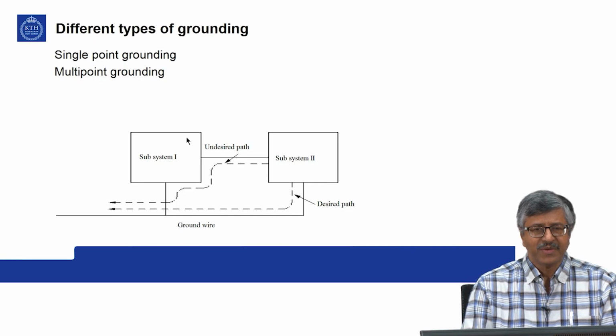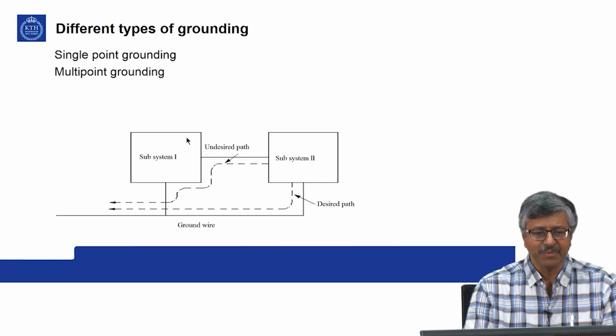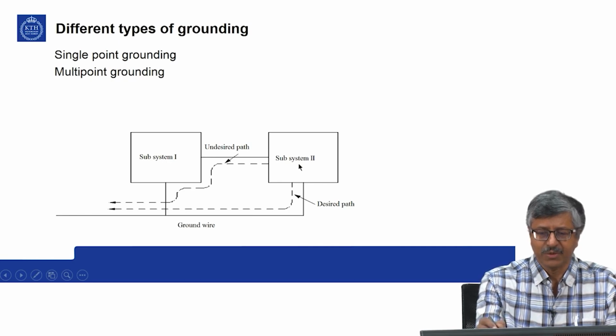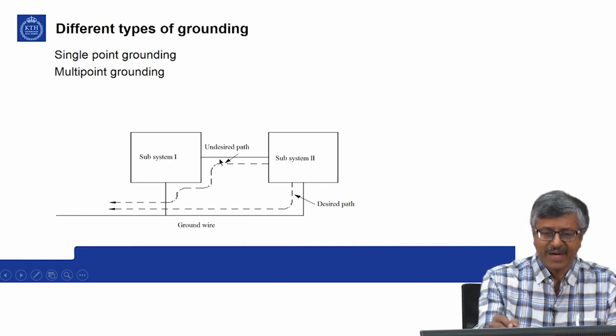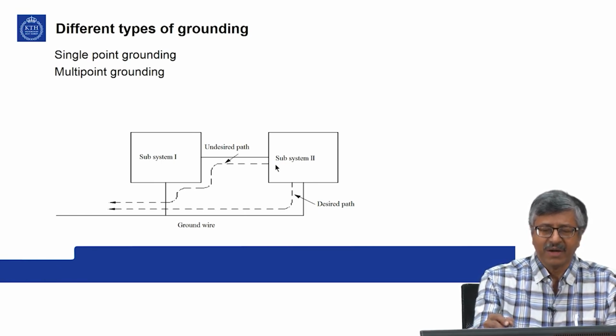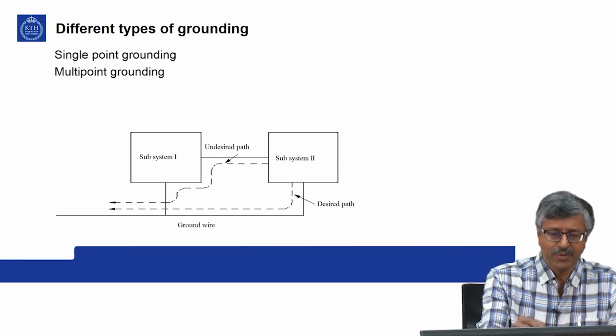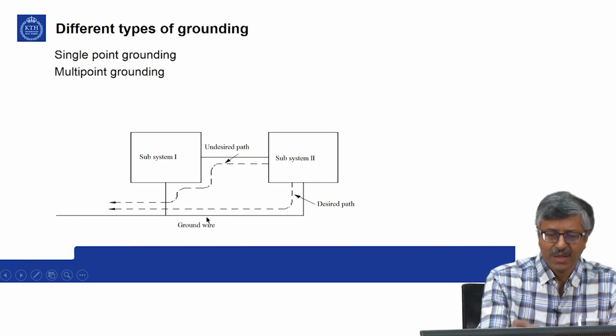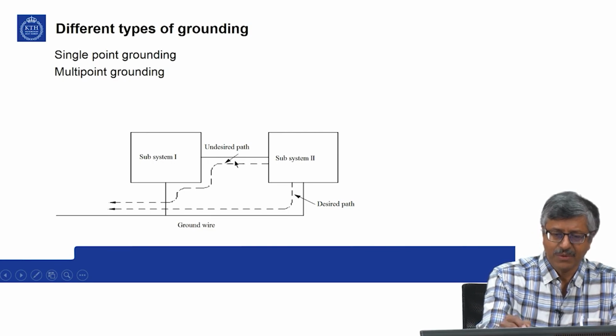So two different types of grounding are often introduced. One is single point grounding and the other is multi-point grounding. For example, if you have a subsystem 1 and subsystem 2, they may have some connections between them, and during any fault the desired path that you would like is along this straight to the ground wire. You do not want fault currents to follow along the cables from system 2 to 1 and then from there to ground.